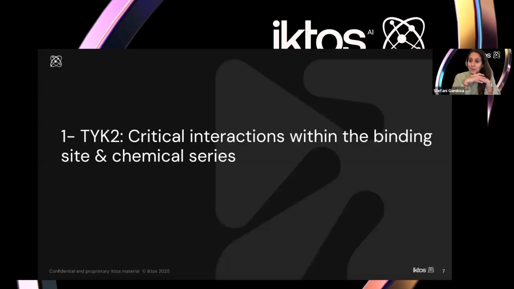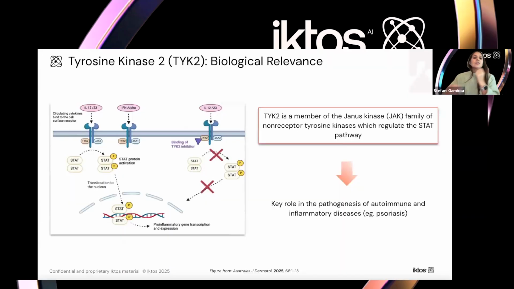Now I propose that we jump directly into the use case of today, which is related to TYK2. Just to start, a quick refresher on TYK2 and why this is an important target. TYK2 is part of the JAK family, where we have JAK1, JAK2, JAK3, and also TYK2. These proteins sit right under cytokine receptors and act like switches for immune signaling, activating a cascade of pro-inflammatory responses. If we block this pathway at the JAK level, we can dial down inflammation. This is why TYK2 has become such a strategic therapeutic target.